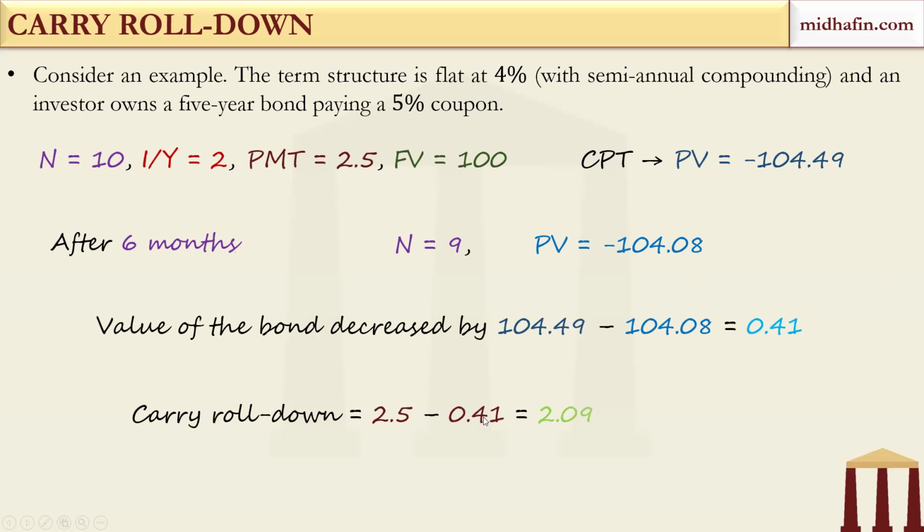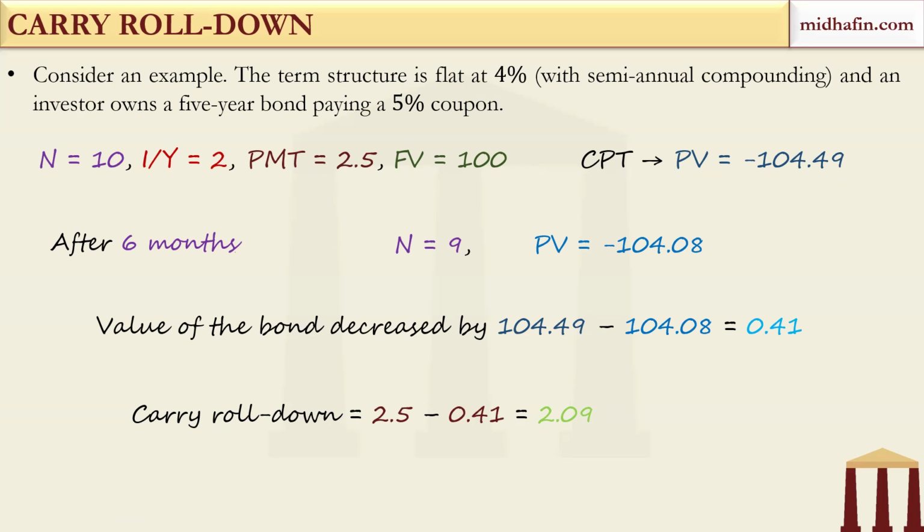Then I have also received a coupon. So my carry roll down in this case is 2.5 coupon minus the 0.41. That is 2.09. So $2.09 is my return, is my earning just because of the passage of time. Okay, everything else is constant. The term structure is still flat at 4%. Yield is still 4%.